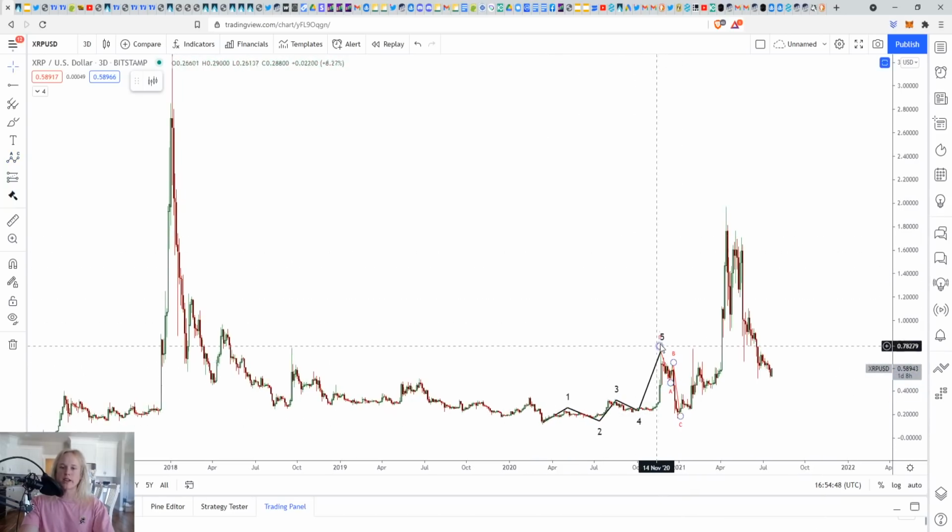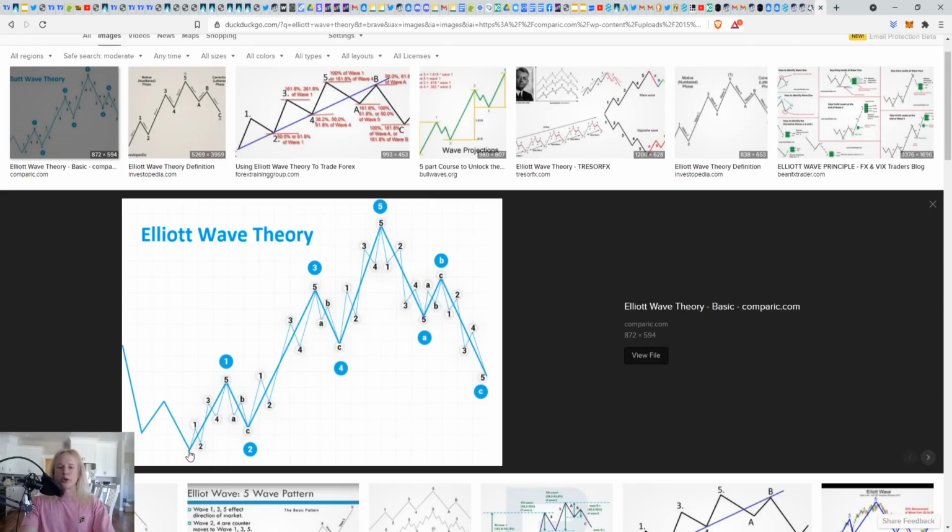So this was our first impulse. Remember, if we follow Elliott wave theory, every impulse has 5 waves, 1, 2, 3, 4, and 5. And then we have an A, B, C correction back down, right? And that's what takes us into our next set of impulse waves.